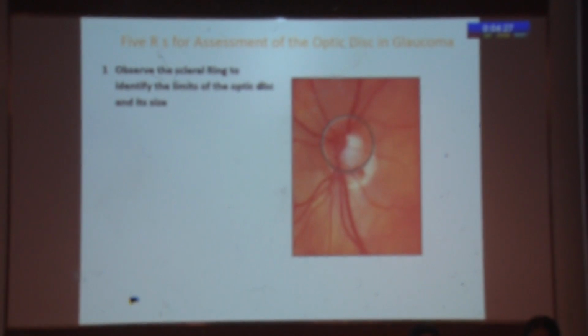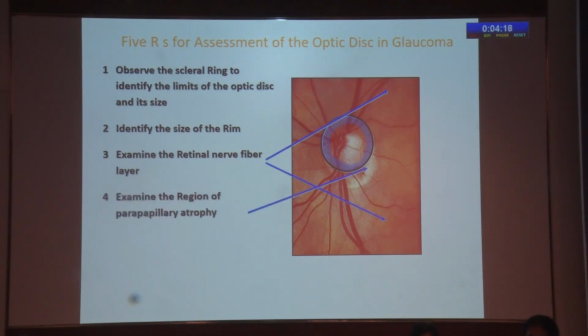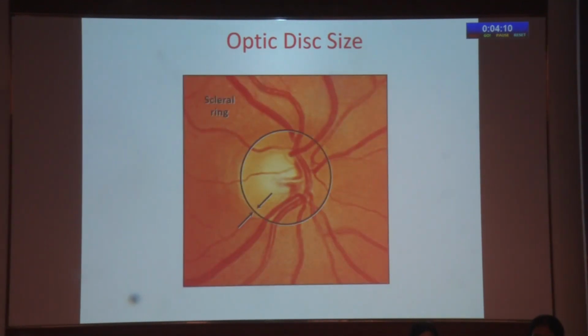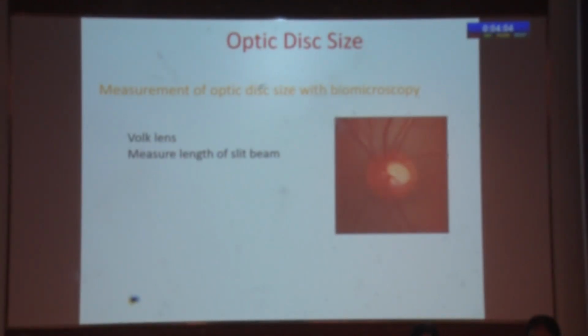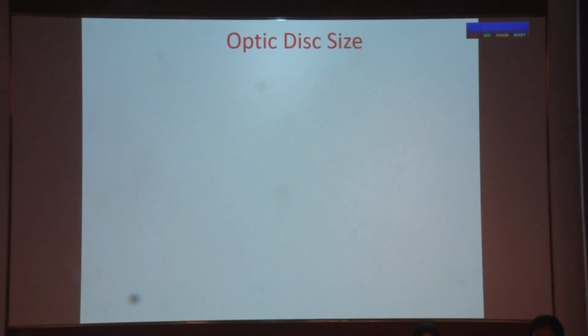And next we move on to the 5 R's, which you all are very familiar with. The scleral ring, to identify the limits of the optic disc and identify the size of the rim. Next is the retinal nerve fiber layer, which you need to see very carefully. Examine the region of parapapillary atrophy and look for retinal or optic disc hemorrhages. So the optic disc, as we see it here, that's the scleral ring and the vertical and horizontal disc diameters, which I just told you about, and the measurements according to the lens that you're using at the slit lamp, the high plus lenses, and the manufacturer's constant for those lenses, and that's the average vertical and horizontal diameters.